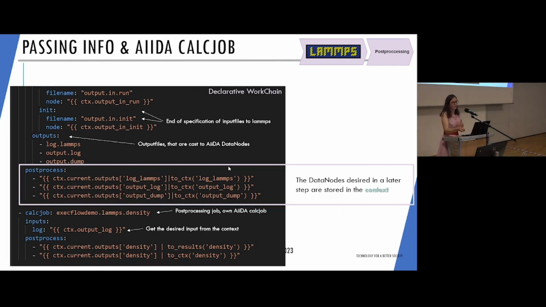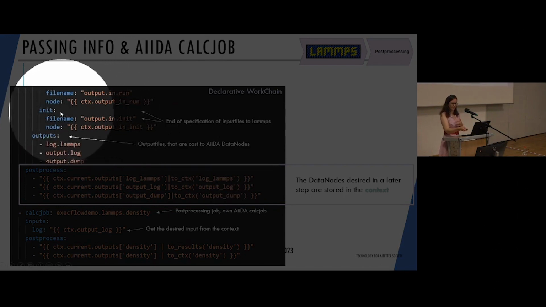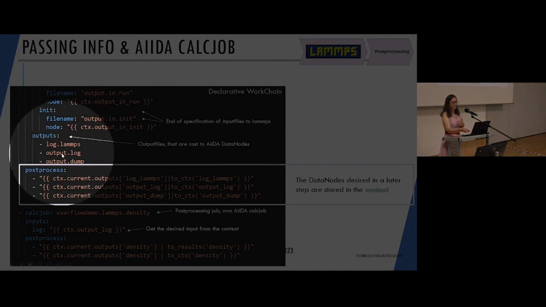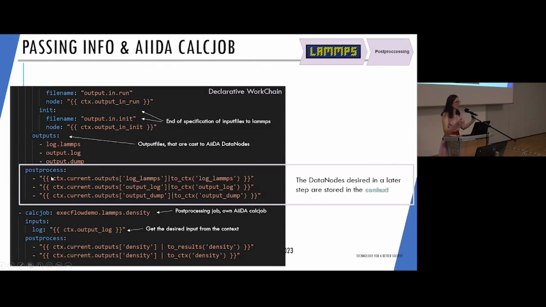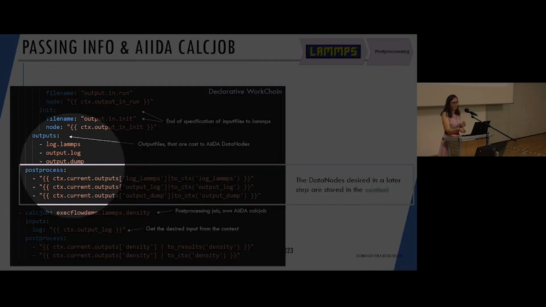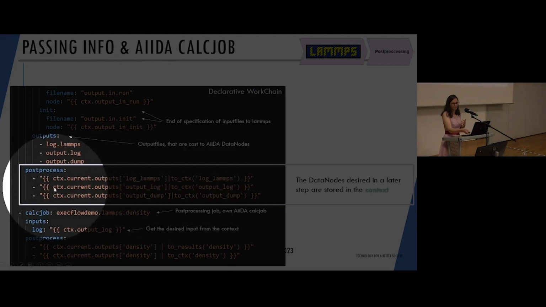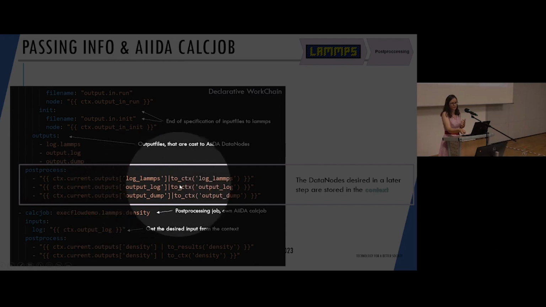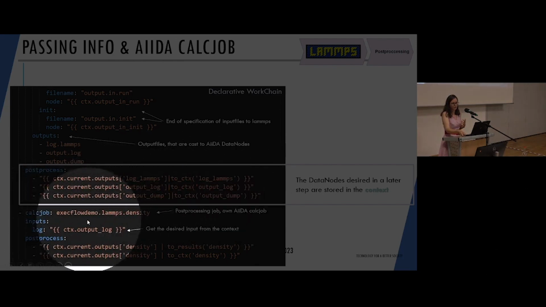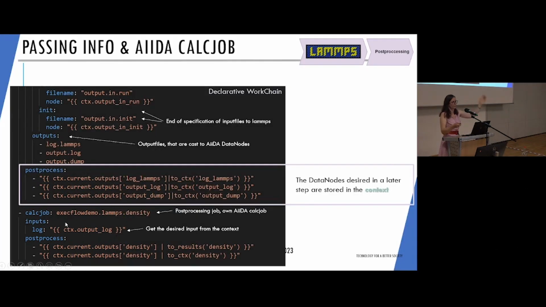And that's what we see here, is that after having run one step, this step is the LAMMPS step, we get some outputs. So these are the log.lammps, output.log, and output.dump in our case. And what we do is that we make this post-processing part in the declarative workchain, which basically is just making a dictionary of key value pairs. And then we end up having in our local context, in the workflow that we're running right now, access to the things that we put in there. And that means that in this case, we're putting the current outputs, output log, into the context. And then in the next job, we can pick it up again. So that makes sure that we can take one thing from one step to the other.